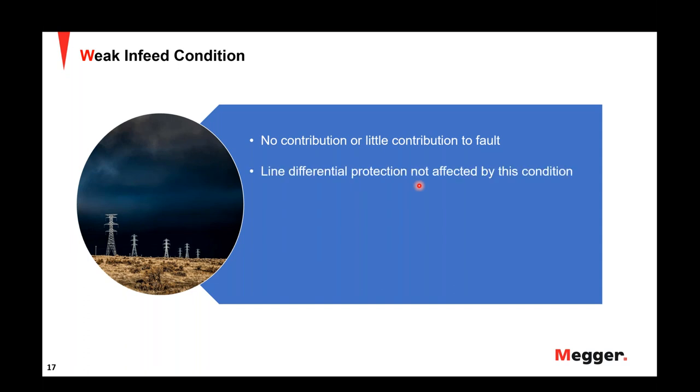Not just this example, but depending on the system configuration during the time of fault, there could be a weak infeed condition. But one thing is that line differential protection does not get affected by this condition in a significant way. Since the line differential scheme trips for internal faults no matter the sum of currents, including the weak infeed, even if it's zero from one side, as long as the sum is greater than the relay setting and total fault current is above the setting, the relay is supposed to trip for the internal fault condition.